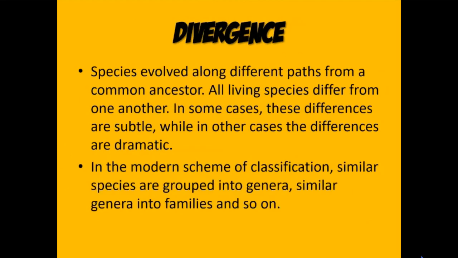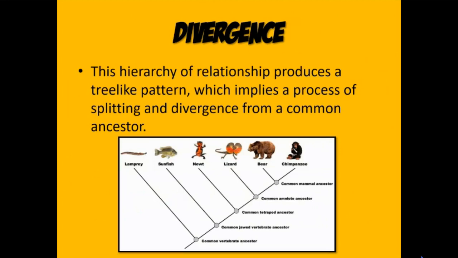And then in terms of divergence, species evolved along different paths from a common ancestor. All living species differ from one another. In some cases, these differences are subtle, but while in other cases, the differences are dramatic. In the modern scheme of classification, similar species are grouped into genera, similar genera into families, and so on, no? Kung alam niyo yung taxonomy, no, sa sequencing nila. And then this hierarchy of relationship produces a tree-like pattern, no, which implies a process of splitting and divergence of common ancestor. In-apply natin dito yung phylogenetic tree, no? Ayan, yung magandang halimbawa dyan.